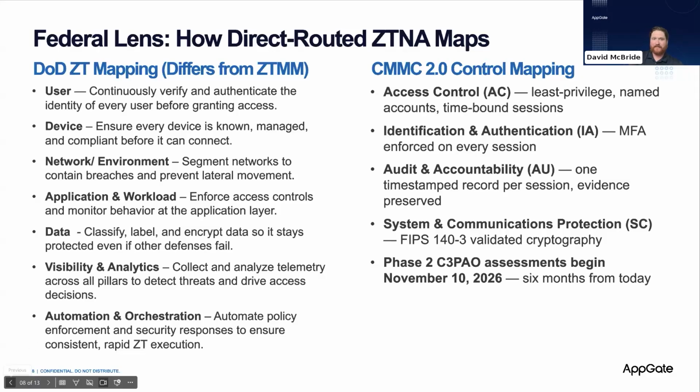And if you are a DIB, like I said, and you haven't started your CMMC readiness work, this is the session where you should start thinking about it pretty seriously. The question your C3 PAO is going to ask is whether you can demonstrate these control mappings with evidence. Evidence being the key word there. Direct routed ZTNA gives you that evidence by design.